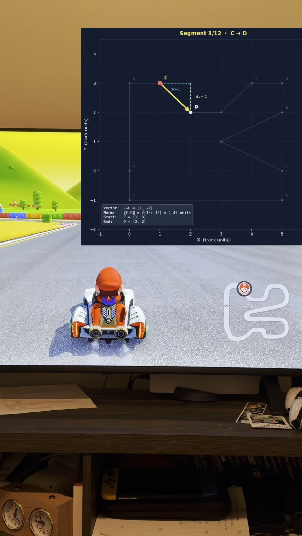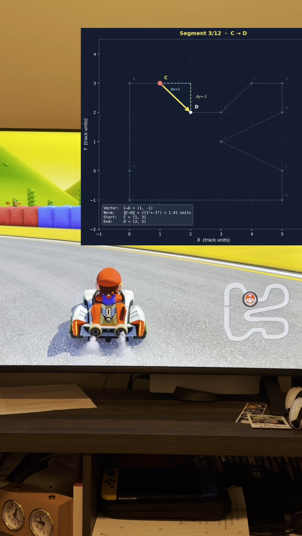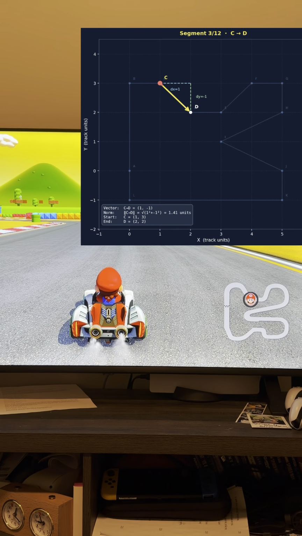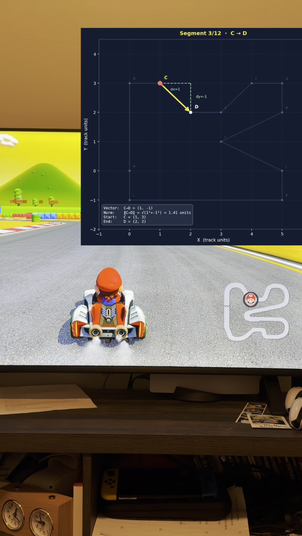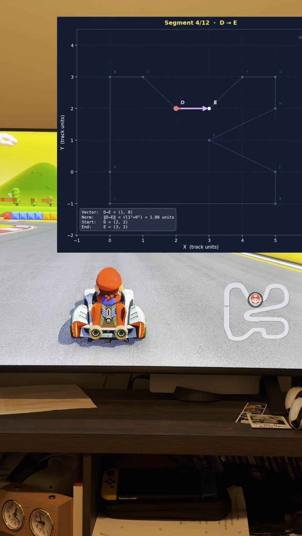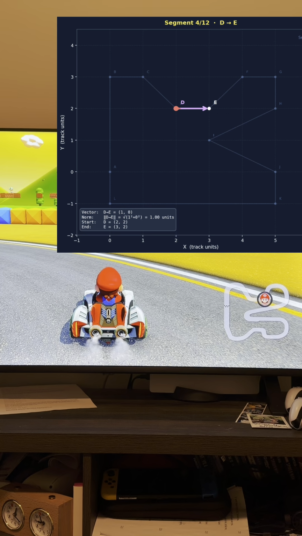The race isn't over yet, though, and we can do the exact same thing for the next couple of segments. From C, Mario heads diagonally down to point D at (2, 2). So from C, he traveled on a vector of (1, -1). On the graph, that's 1 unit right and 1 unit down. Then Mario drives straight across to point E, which is at (3, 2). So he traveled on the vector (1, 0). There were no units traveled vertically, so it's just 1 unit to the right.